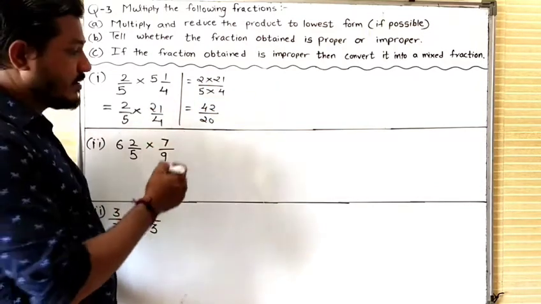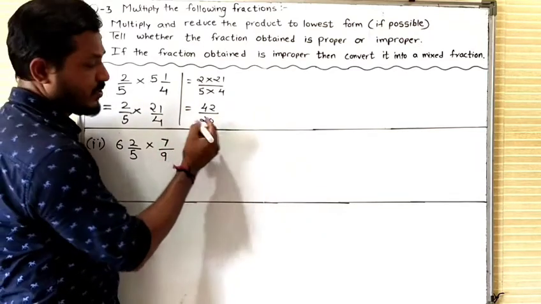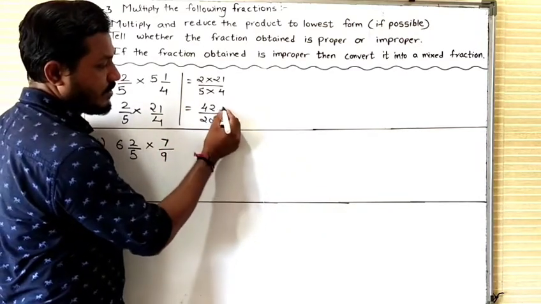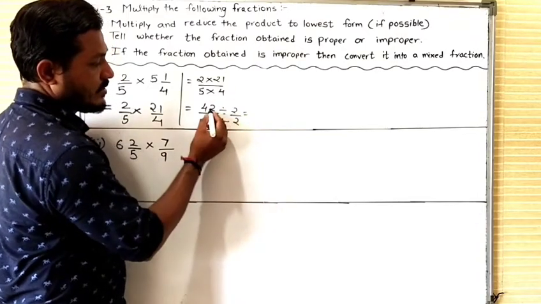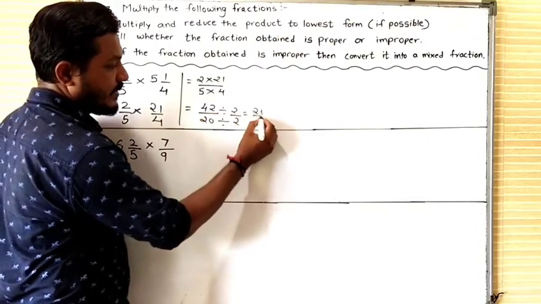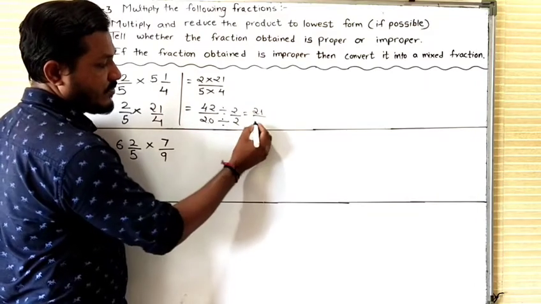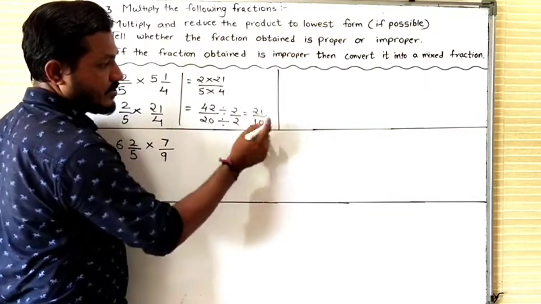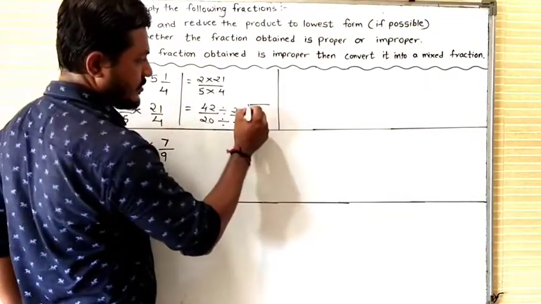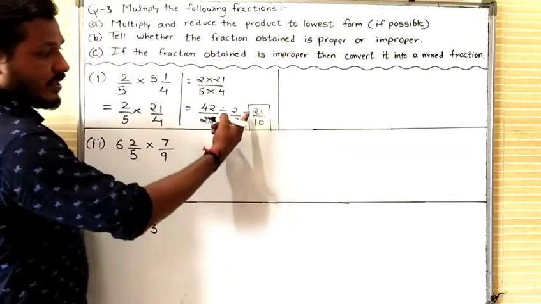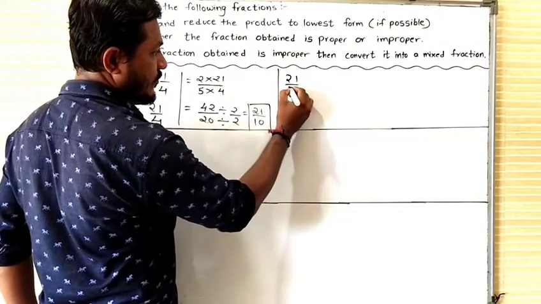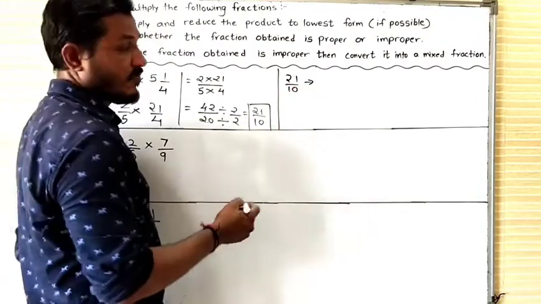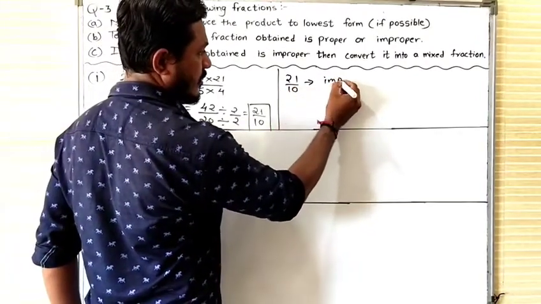Now dear students, here it is possible to reduce both the values by 2. So divide both the values by 2. Now the value you are getting is 42 divided by 2 gives 21 and 20 divided by 2 gives 10. Now further it is not possible to reduce. Now dear student, here you have to tell what kind of fraction it is. 21 by 10 is an improper fraction.